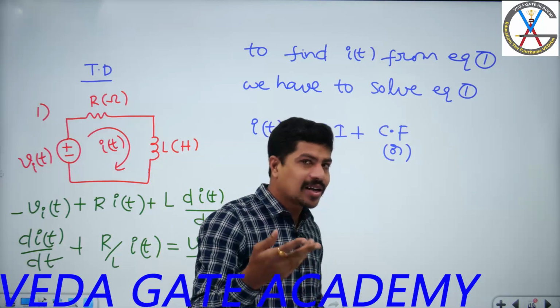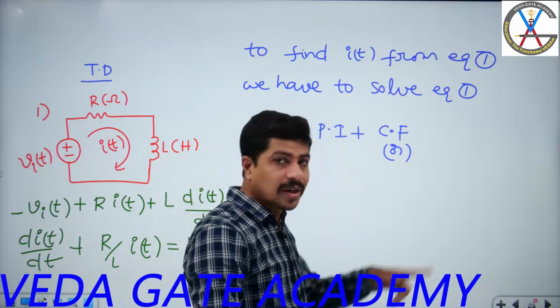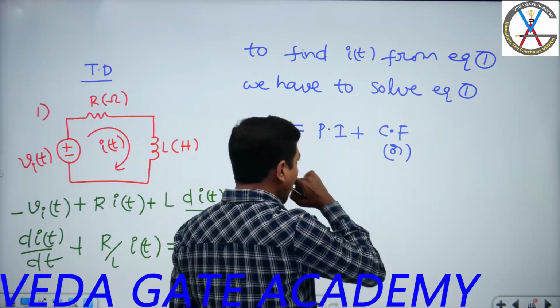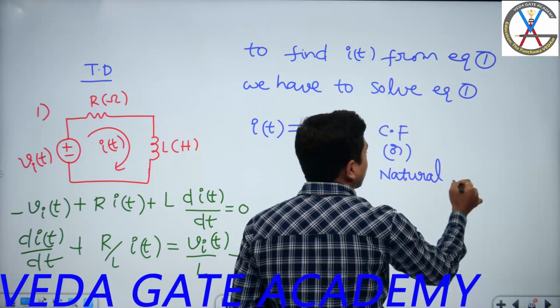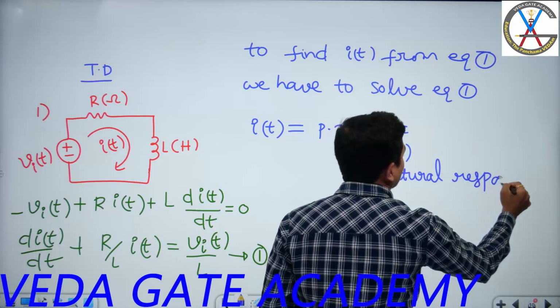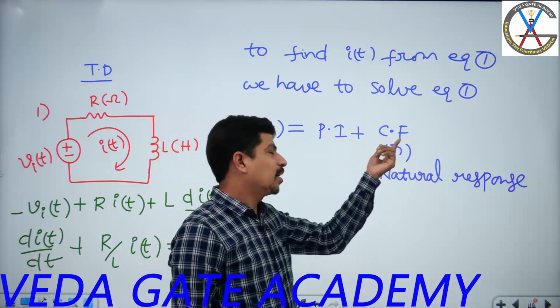Sir, why is it called the natural response? In the third chapter, when I am discussing time response, we will give good clarity there. This is also called the natural response. C.F. means complementary function. You know that from mathematics, that's why I am writing it in a short way.